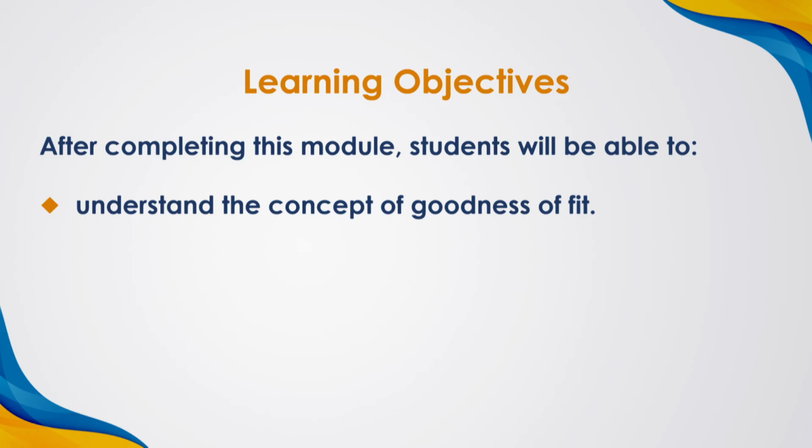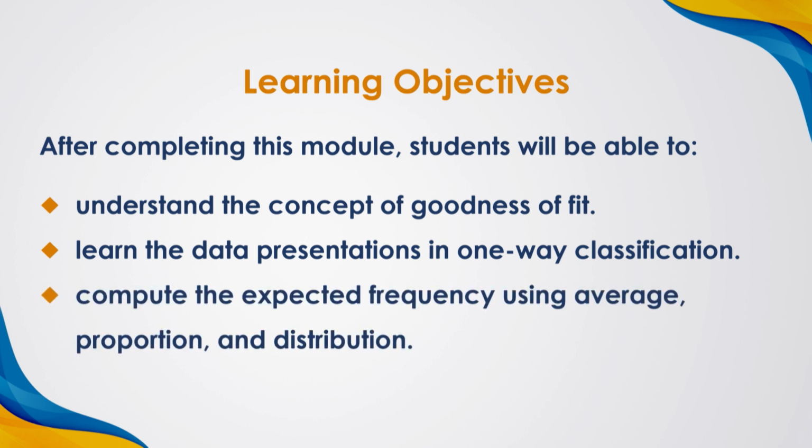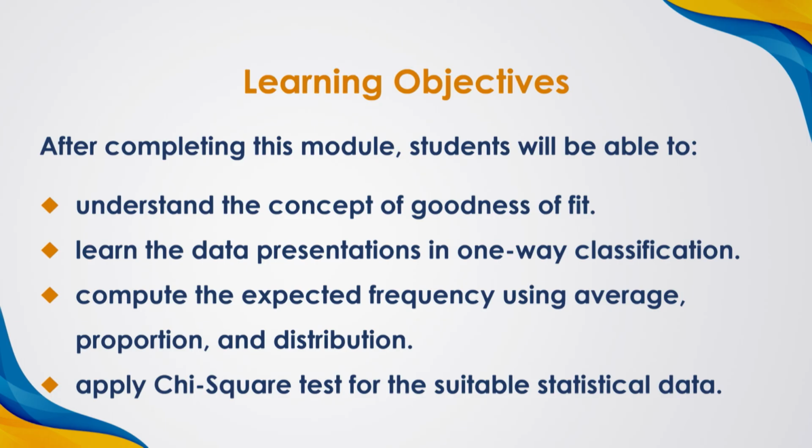In this lesson, we are going to learn calculation of chi-square goodness of fit and one-way classification. First, we go with the objectives. After completing this module, students will be able to understand the concept of goodness of fit, learn the data presentations in one-way classification, compute the expected frequency using average, proportion and distribution, and also to apply the chi-square test for the suitable statistical data.